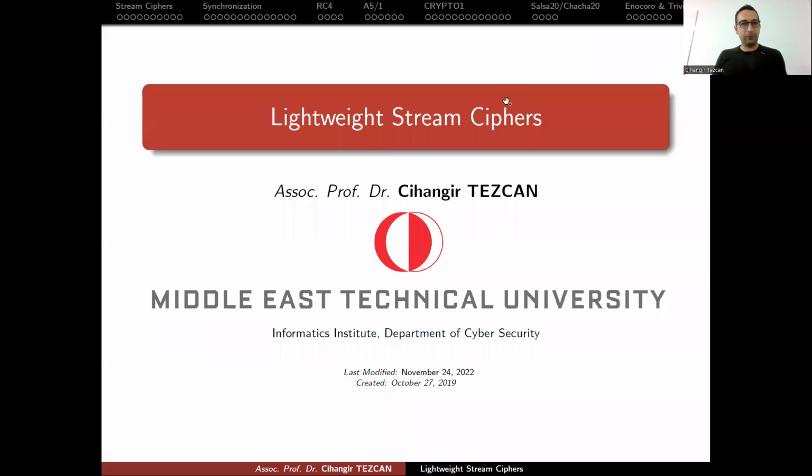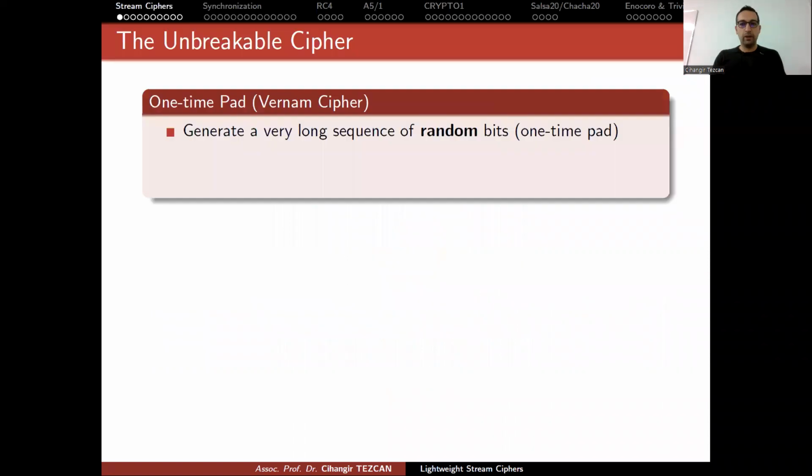All right, so it is time to talk about lightweight stream ciphers. So we will start with basic definitions, then I will give some lightweight examples. So in order to understand stream ciphers, we have to understand one-time pad, which is also known as the unbreakable cipher.